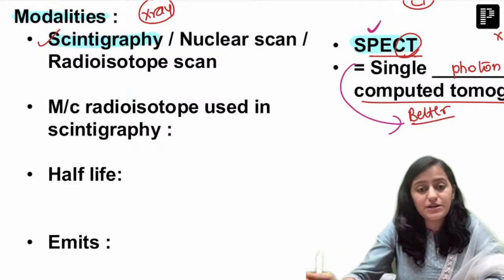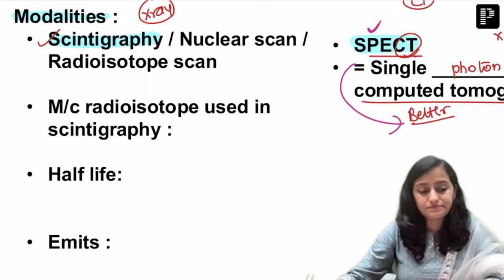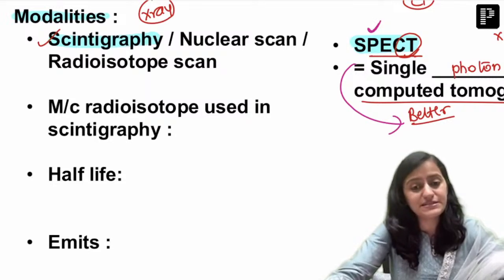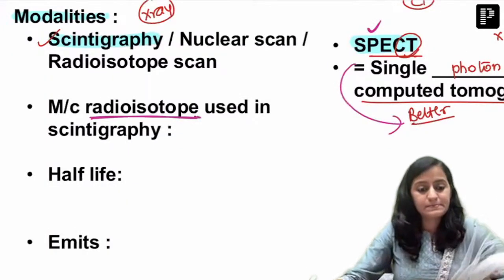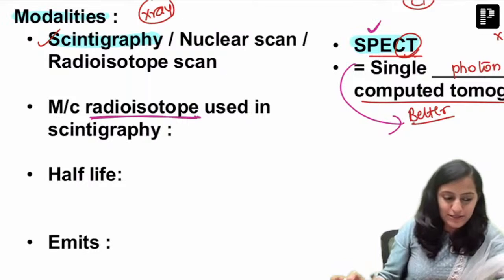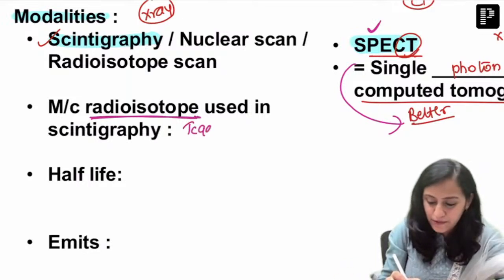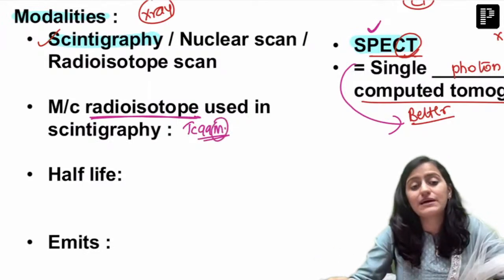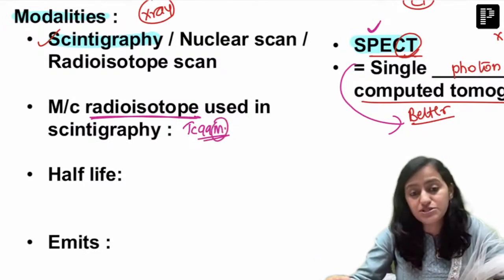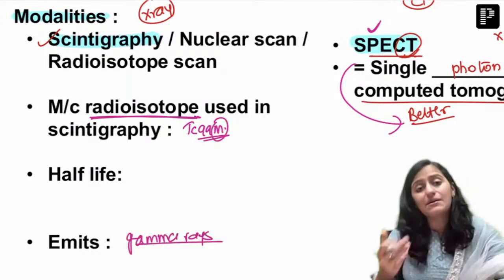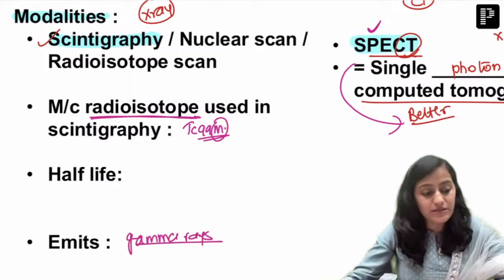What is the most common radioisotope used in scintigraphy? Very good, Abhishek, correct. The most common radioisotope used is technetium 99M, the metastable form of technetium 99. This technetium 99M emits gamma rays. Remember, it emits gamma rays of 140 keV. That is what is used here.